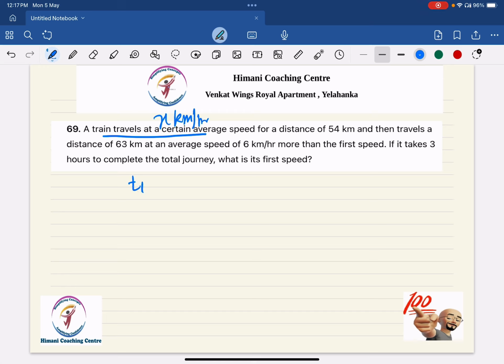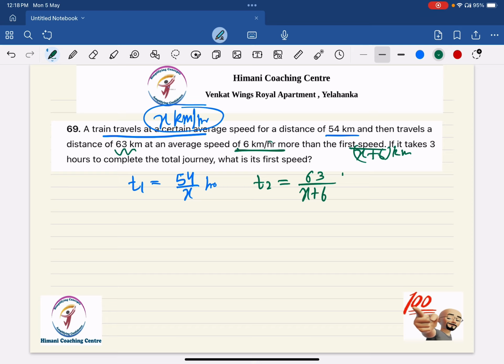So accordingly, T1 should be what? T1 should be 54 by x hour. Why? Because the train covered 54 kilometer with this speed. Now the question says it travels another distance of 63 kilometer at a speed of 6 kilometer per hour more than the first speed. Now first speed is x and more is plus. So x plus 6 kilometer per hour. So T2 is what? Distance, which is 63 divided by speed, which we just said, that is x plus 6. So total time taken, that means T1 plus T2 is given to us as 3. So 3 hours it takes.